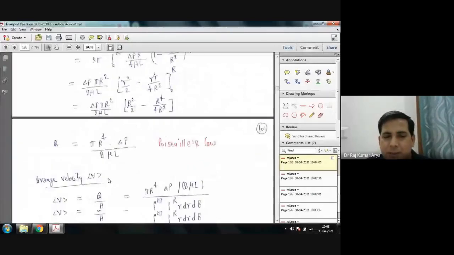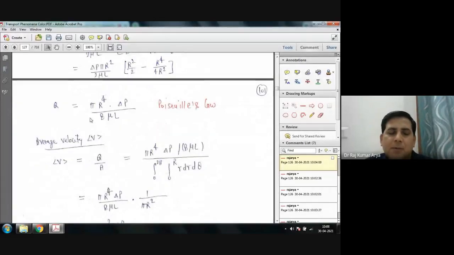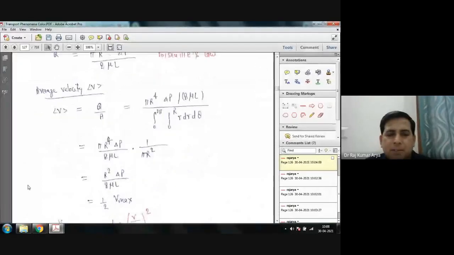Okay, so based on the flow rate, you can calculate the average velocity. Average velocity is just Q by A. You got the Q from here, and the area from here. You can integrate 0 to 2 pi, 0 to r, r dr d theta. Or if the pipe is fully filled, you can directly write the area of cross section as pi r square, right? So based on that you get the average velocity. Average velocity is coming as r square delta P upon 8 mu L, which is half of the maximum velocity. So you already know the maximum velocity expression.